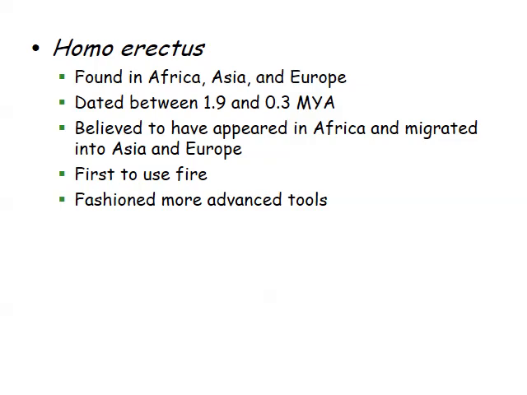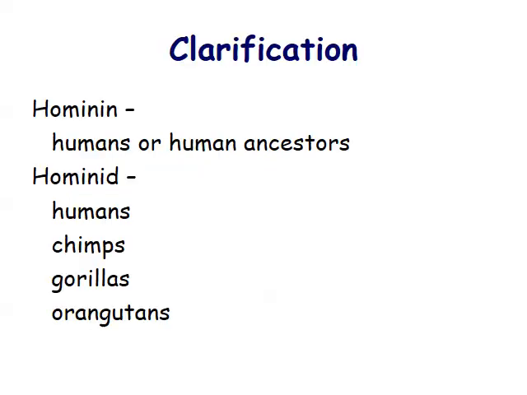Homo erectus were found in Africa, Asia, and Europe, dating between 1.9 and 0.3 million years ago. They are believed to have appeared in Africa and then migrated to Asia and Europe. These were our first human ancestors to use fire, and they also fashioned more advanced tools.